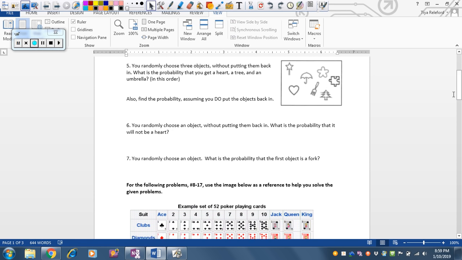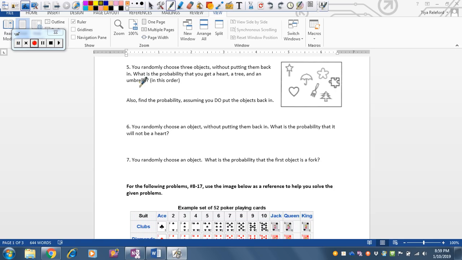Number 5, 6, and 7, we're going to use these pictures right here. 5 says you randomly choose 3 objects without putting them back in. What is the probability that you get a heart, a tree, and an umbrella in this order? So there's 3 events. We need the probability of getting a heart. I'm going to do this somewhere else. There's not enough room for this. A heart, a tree, and an umbrella.